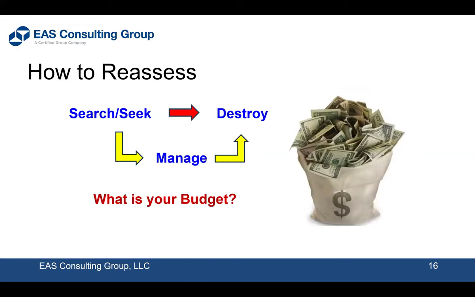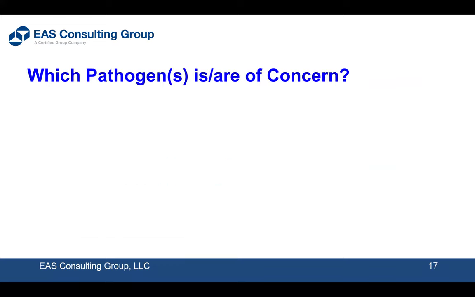So to me, the question would be, if you were to assess your environmental monitoring program, what is your budget? Based on your budget, of course, you budget for what you need to make sure that the product you produce is safe. But before we start, we have to look at how much I spend on Listeria and how much I spend on Salmonella. To me, I'd like to take us back to really understanding what the organisms are, what the pathogens are.